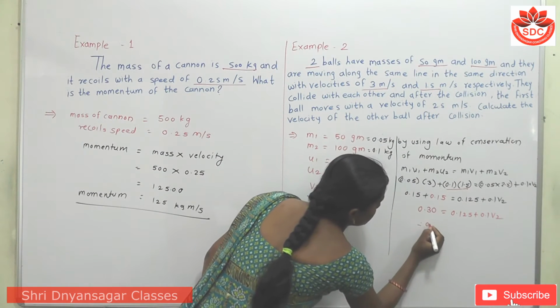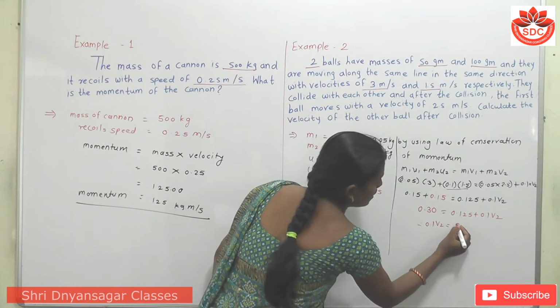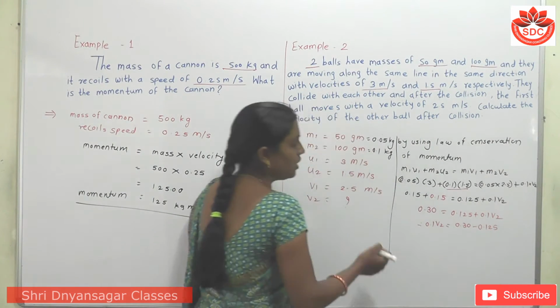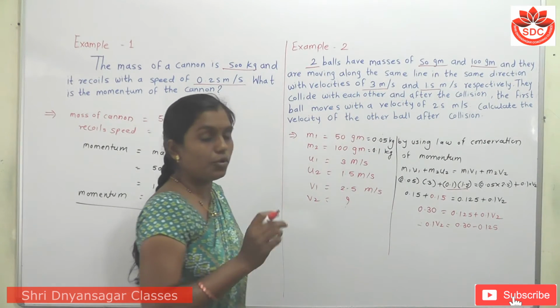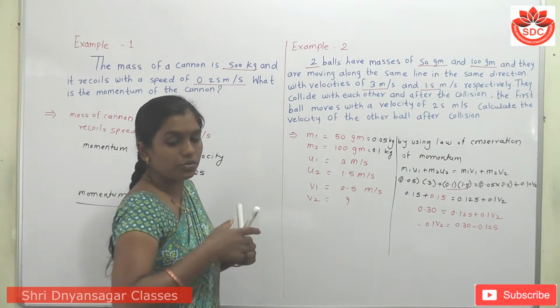So therefore 0.1 into v2 is equal to, this is plus, here it is minus, so 0.30 minus 0.125. We have to subtract 0.125 from 0.30. So let us do this subtraction.